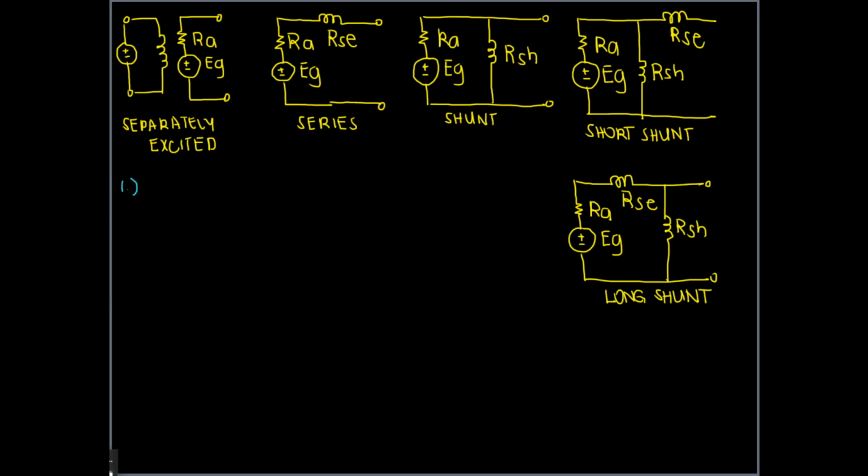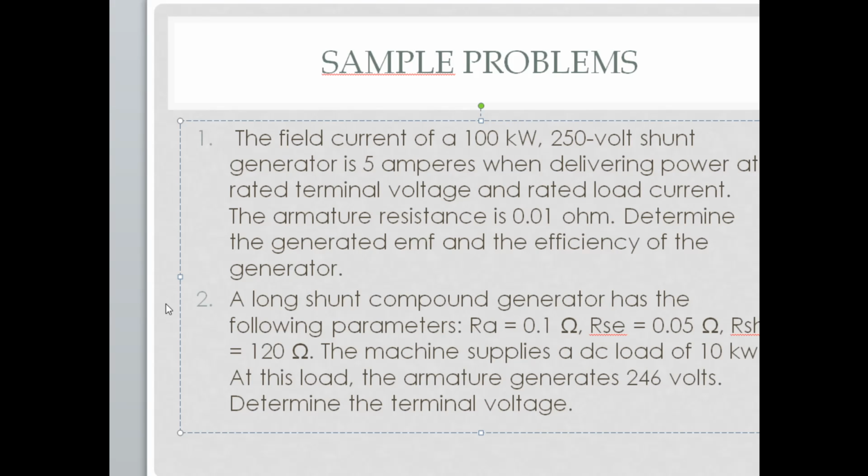So for the first problem, it states the field current of a 100 kilowatt 250 volt shunt generator is 5 amperes when delivering power at rated terminal voltage and rated load current. The armature resistance is 0.01 ohms. Determine the generated EMF and the efficiency of the generator.